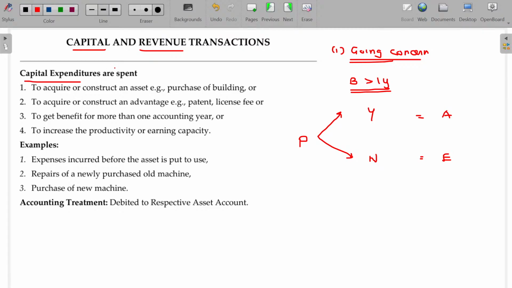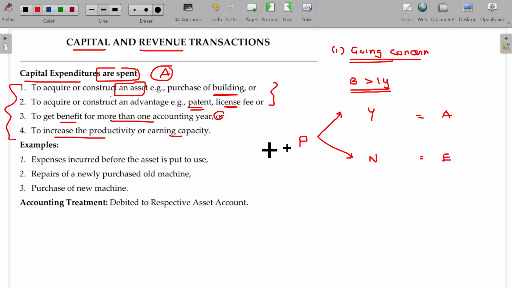Capital expenditure is spent to acquire or construct an asset. Example, purchasing a building or patent license fee. Because of this, you get the benefit for more than one accounting year, or it will increase productivity or earning capacity. I put all four points in simple sense here. A payment that gives you benefit for more than 1 year is an asset, else it is an expense.